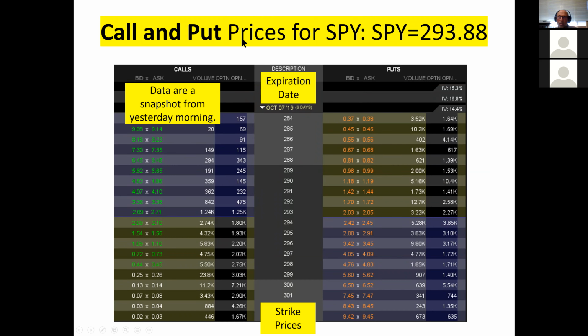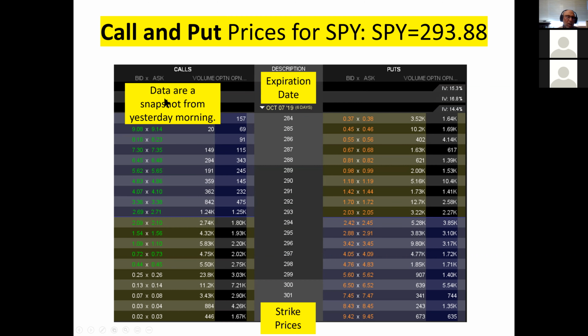Okay, let's go now into calls and puts for the SPY. By the time you understand this, those of you who care to, and I know some of you want to, but that's why you're here, you will understand calls and puts and how to use them and the leverage.